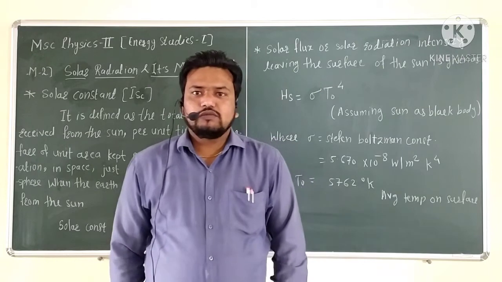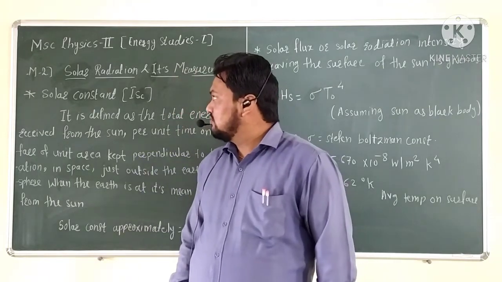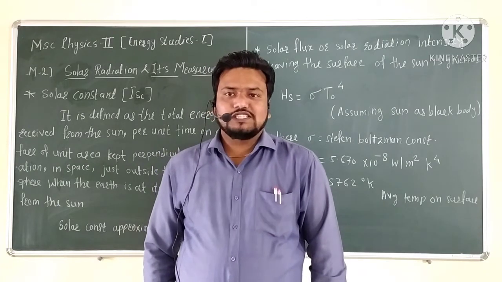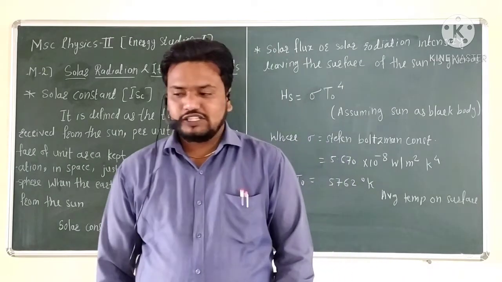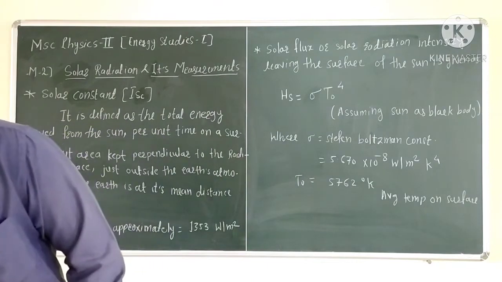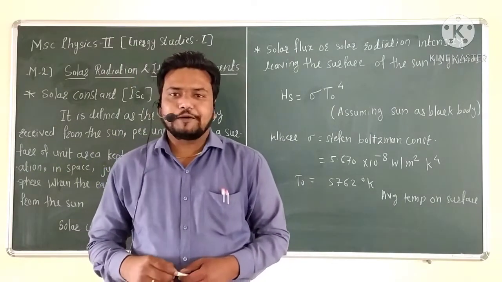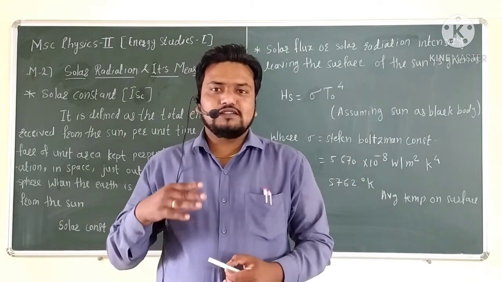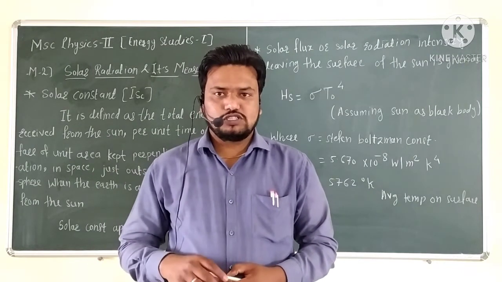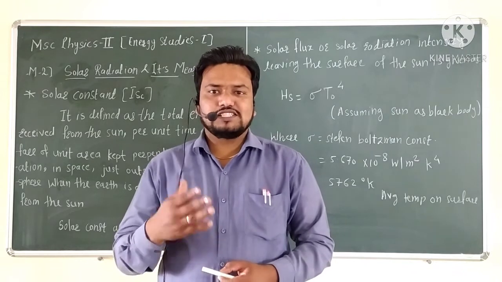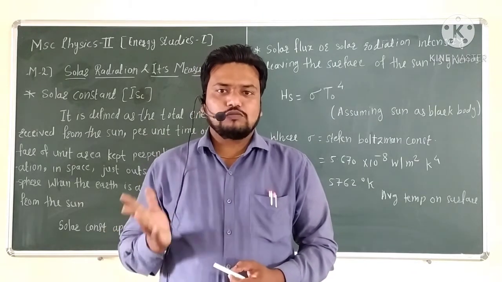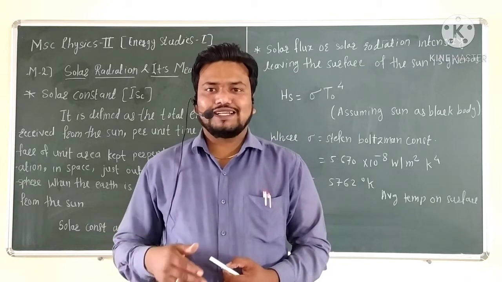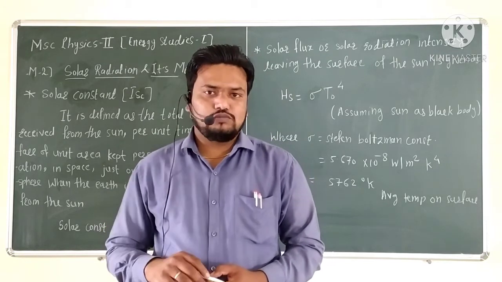So today we want to continue the first module of the energy study first subject, which is solar radiation and its measurement. So, a summary of the last lecture: we have to see what is the structure of the sun, or what are the principal characteristics of the sun? Those principal characteristics are the mass of the sun, radius of the sun, density of the sun, and the average temperature of the sun.